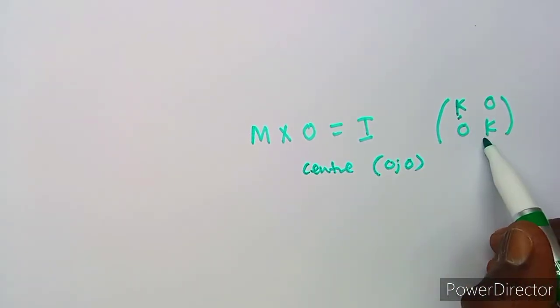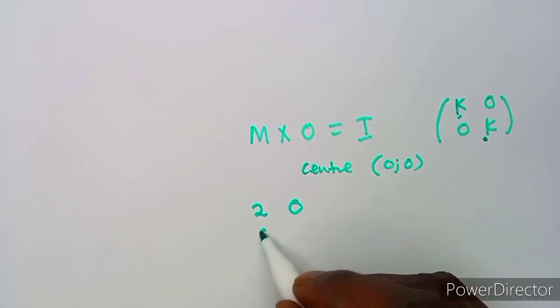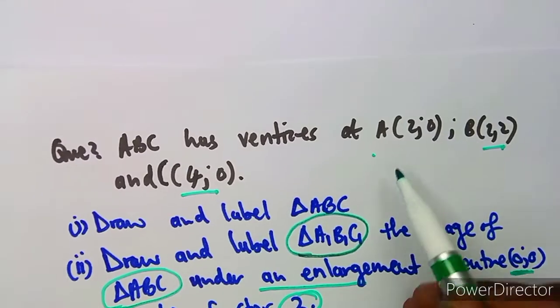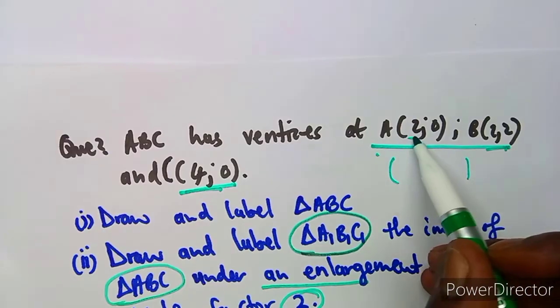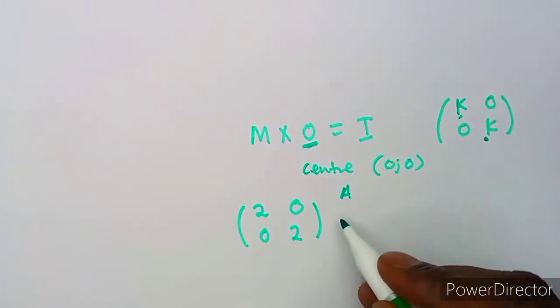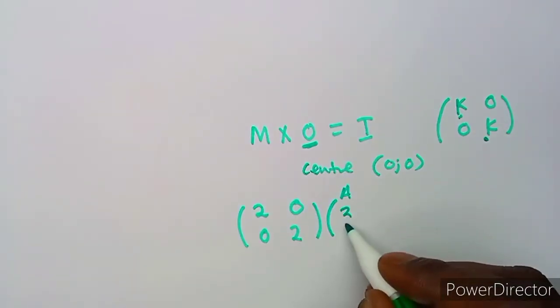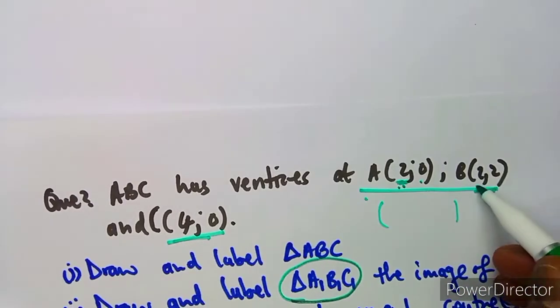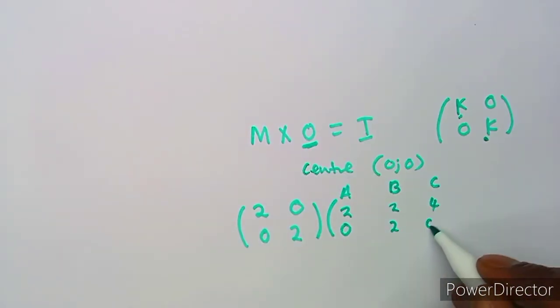So k represents our scale factor, and our scale factor is 2. So we substitute scale factor 2. That's (2 0, 0 2). That's our scale factor matrix times the object. The object now is your A, B, C. So you take the coordinates but write them in matrix form. Remember I told you guys you write it in matrix form. That's our A, which is (2, 0), followed by B, (2, 2), and C, (4, 0). So we write them in matrix form like that.